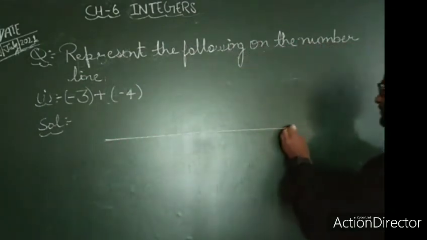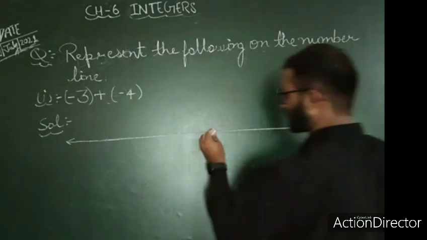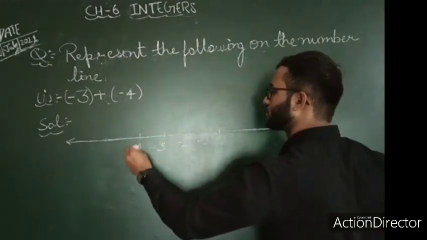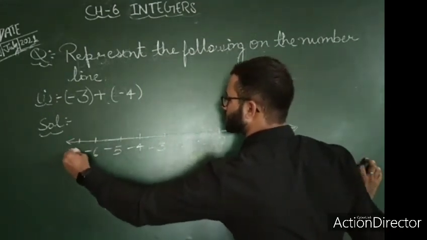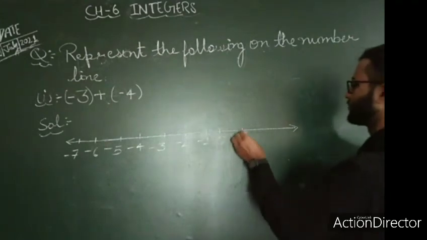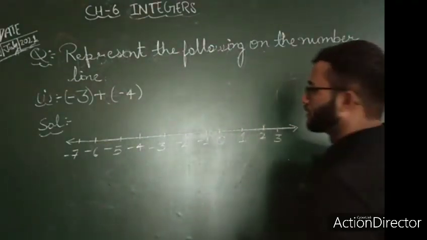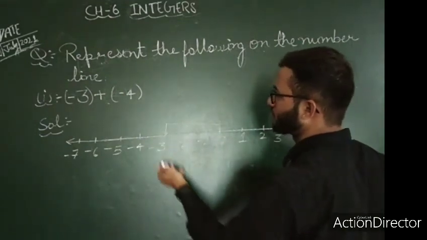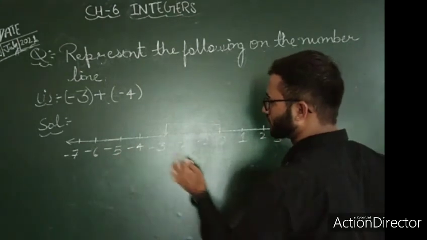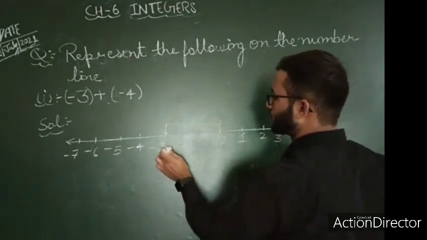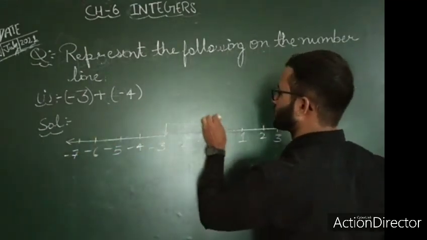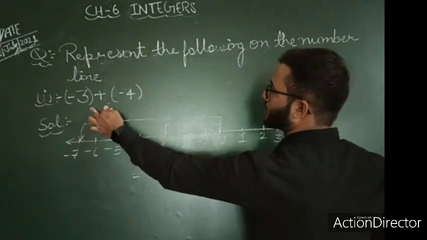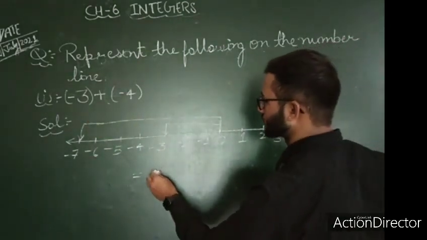So here first we draw a line. Here is 0, minus 1, minus 2, minus 3, minus 4, minus 5, minus 6, minus 7. Right? Then here we write positive 1, 2, 3 and so on. Now here first we move from 0 to minus 3, so here 0 minus 3. Then we move minus 4. Minus 4 is added to minus 3. So here 1, 2, 3, 4. So here when we add minus 3 and minus 4, we get minus 7.